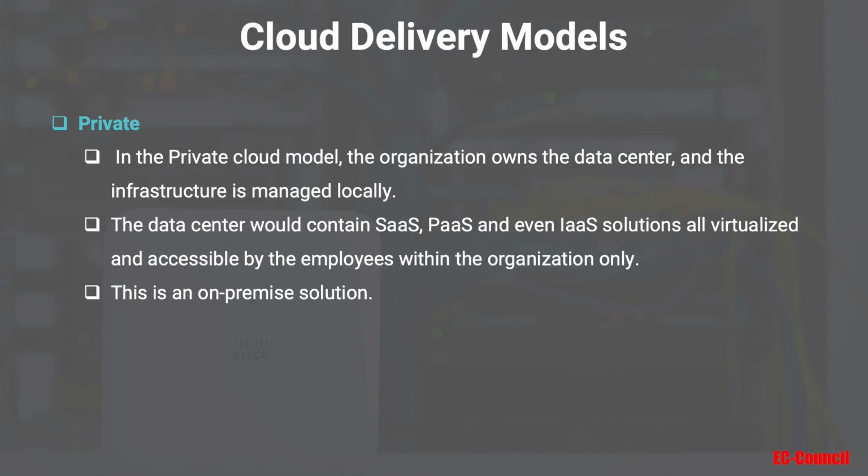Now let's take a look at cloud delivery models. Cloud can be installed in one of four types of solutions. One type of model is a private model. In a private cloud model, the organization, let's say your company, actually owns a data center and the infrastructure is managed locally by your team. The data center would contain software as a service, platform as a service, and even infrastructure as a service solutions, all virtualized and accessible by the employees within the organization only. This is an on-premise, or on-prem, solution.